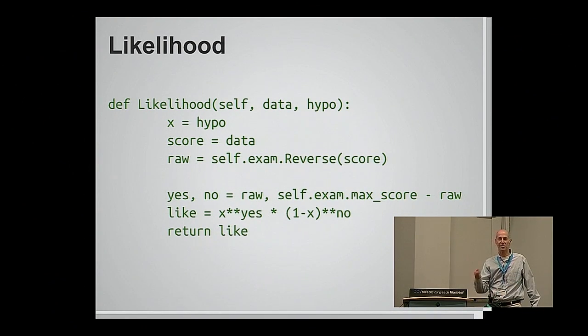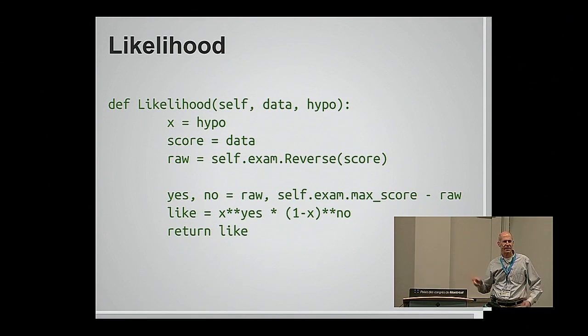It does the reverse scaling, and it computes the raw score. Once I've got the raw score, I can figure out the yes, no. How many did you get right? How many did you get wrong? And then the likelihood of the data is x raised to the number that you got right, times 1 minus x, raised to the number that you got wrong.